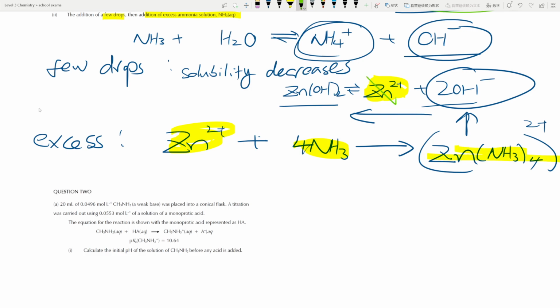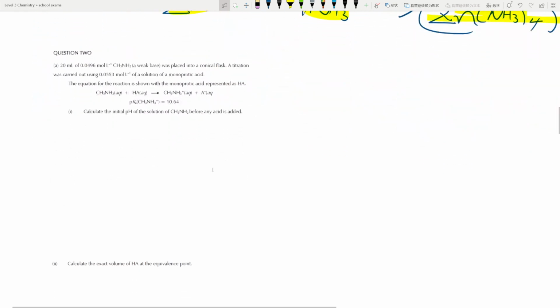So that means this concentration is going to decrease. That means it's going to shift to the right to make more of the Zn2+, hence the complex ion, hence the solubility increases. Okay. So let's just move on. That's one of the really popular questions in the exam, so you can go through that quite easily.